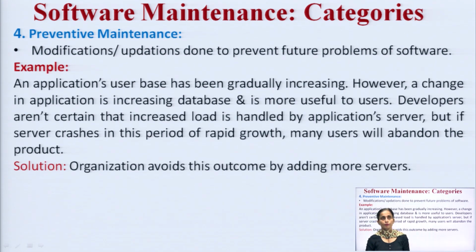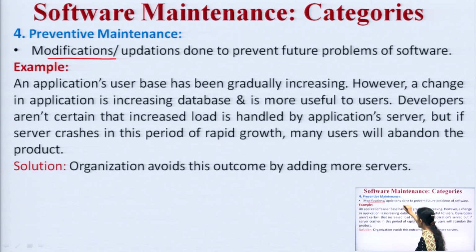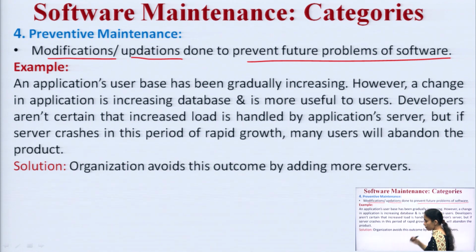Now, let us move on to the fourth kind of maintenance, that is preventive maintenance. Preventive maintenance says do the software modifications or software updates to prevent the future problems of the software. That is, whatever problems are not coming now but can arise in the future should also be taken care of by this preventive maintenance. Once my software is operational, that is where I have to take care of all these types of maintenance.